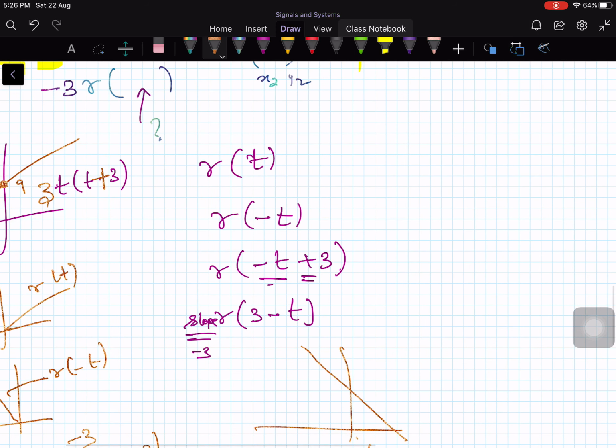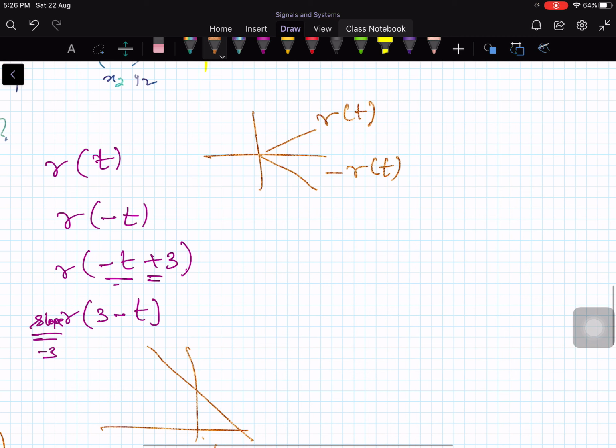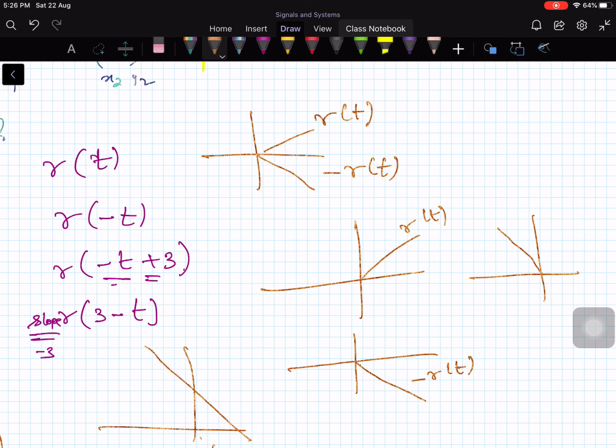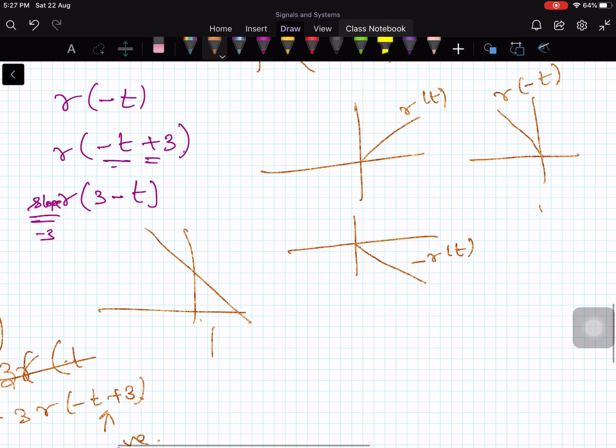If you have a ramp like this, then you put minus r of t. If it goes like this, then it is plus r of t. First of all, let me clarify one thing. This is r of t, then this is minus r of t. If you have the function like this, then this one is r of minus t. If you have a function like this, then it is minus r of minus t.